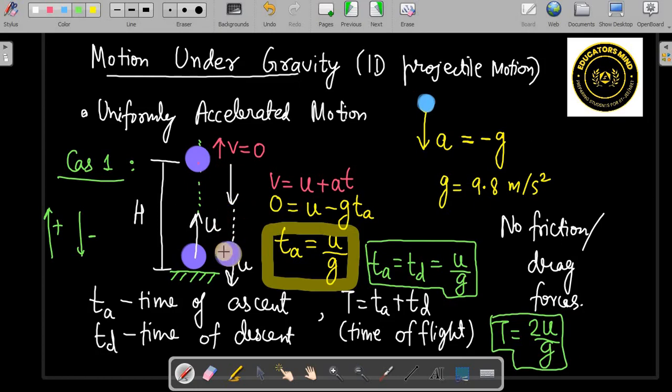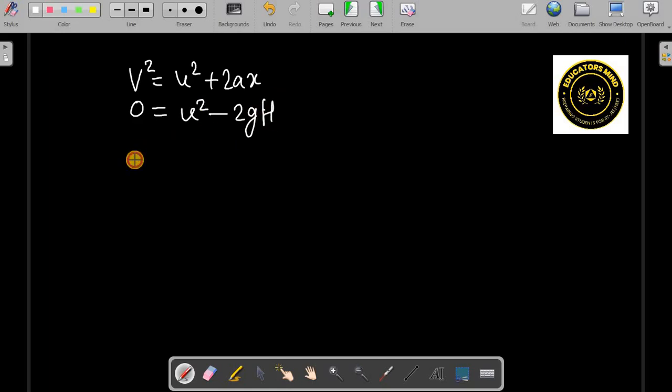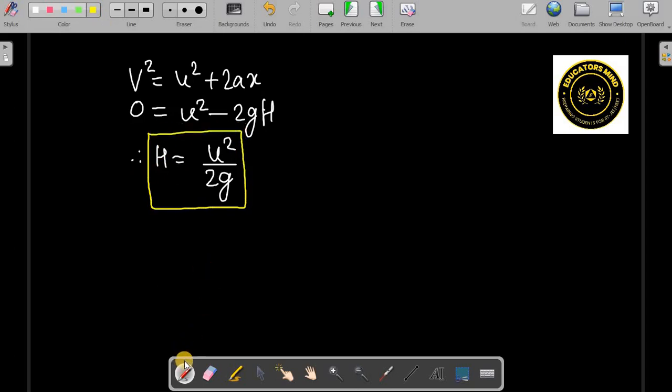Now what is the maximum height h? We can use v square equal to u square plus 2ax. Final velocity is 0, initial velocity is u, acceleration is minus g and x is h. So from here you will get h equal to u square by 2g. This formula you need to know. This is the maximum height. So we got the formula for maximum height, and the time of ascent and time of descent.